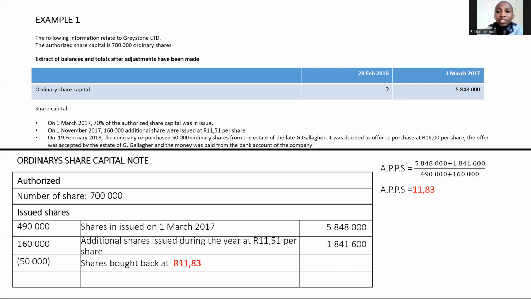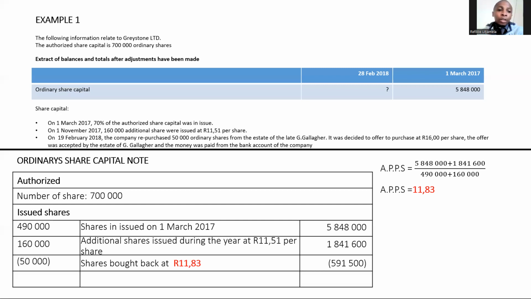So these 50,000 shares that were bought back, because we don't know which shares we are buying back and what the original price is, because we are buying from different shareholders, that's why we're using the average. And in this case, we'll simply have 591,600 as our original share capital that we received by issuing those 50,000 shares. So it reduces our share capital.